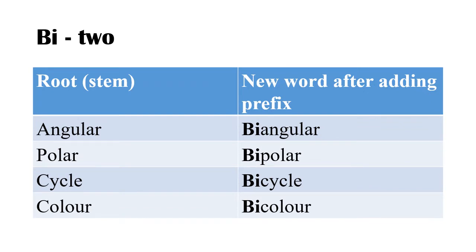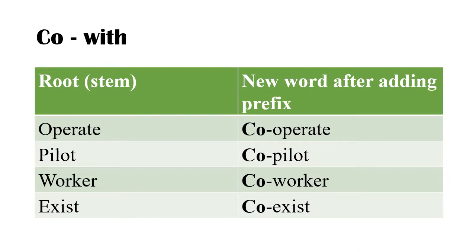Bi means two. The words formed after adding the prefix bi are biangular, bipolar, bicycle, bicolor. Co means with. The words formed after adding prefix co are cooperate, co-pilot, co-worker, co-exist.